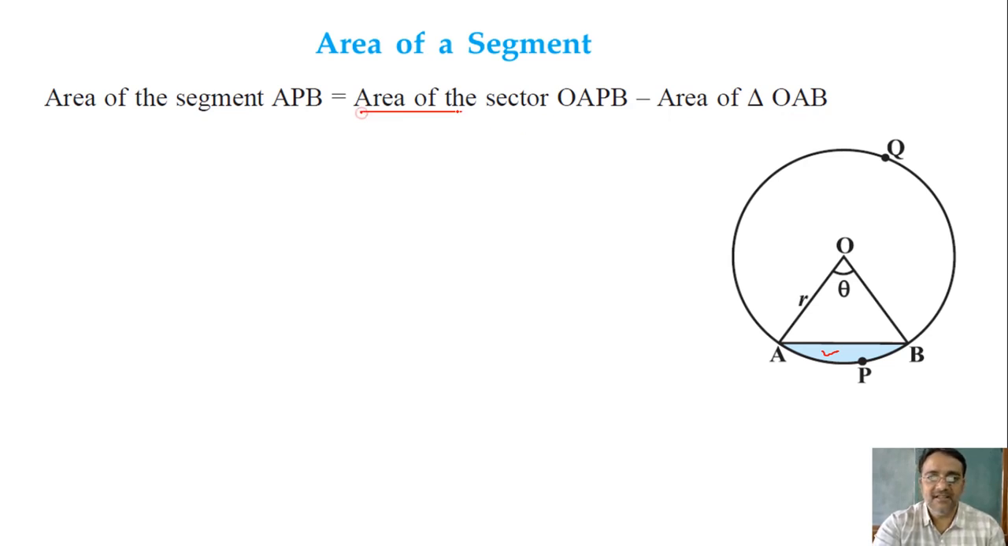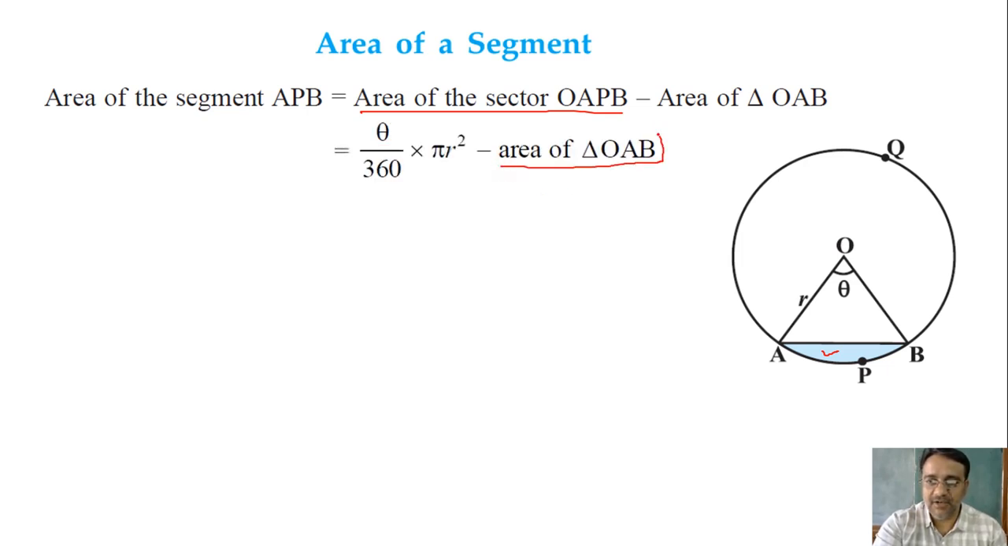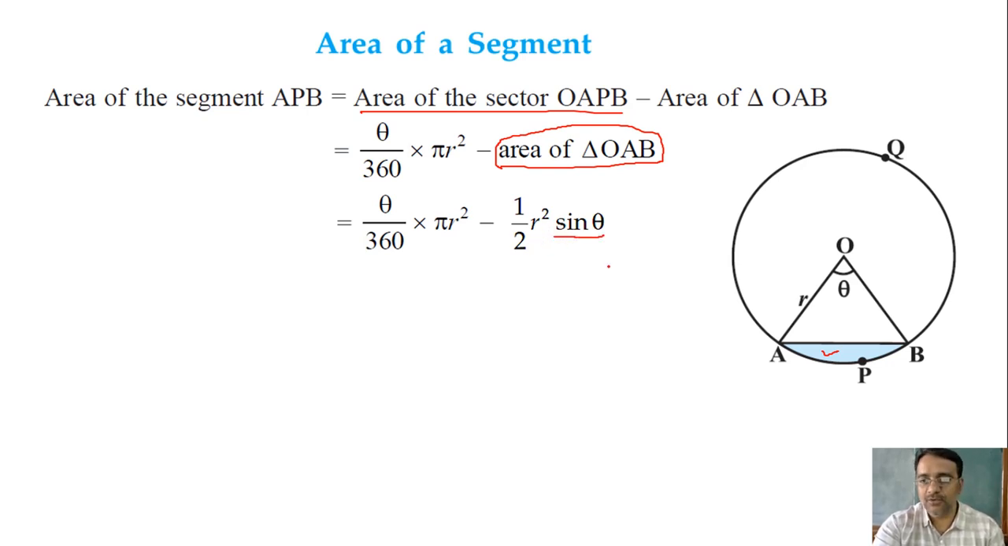And this is theta upon 360 into pi r square, and one formula is there, you can use this formula, that half r square sin theta. Okay, trigonometric formula है this formula, if you wish you can use, otherwise you can find the value of the triangle by using our traditional method, ठीक है, that I will explain with the help of an example. And how will you calculate the major segment?